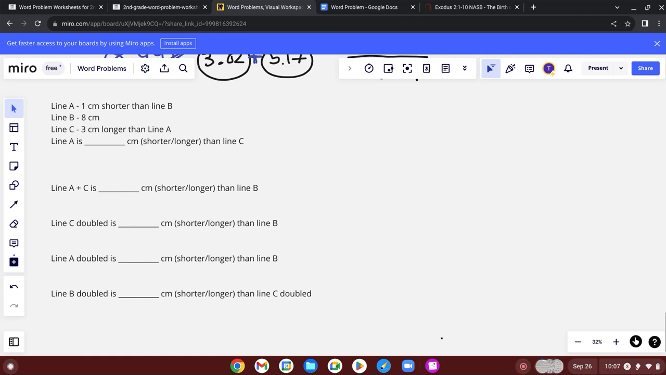Let's read what we have. Line A is 1 centimeter shorter than line B. Do we know what line A length is right now? Not yet, right? When we read it, we don't know yet. Line B is 8 centimeter, right? So do we know the length of it? Yes, we do know because it just tells us already, right?